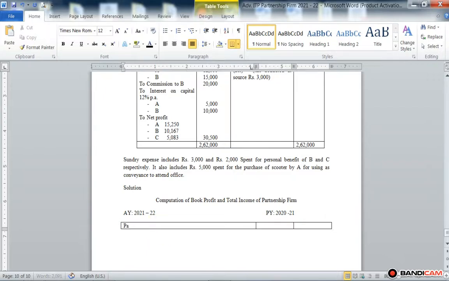Here, particulars, rupees. First of all, we take into consideration the net profit of the firm. So net profit as per the profit and loss account. Net profit is given in the profit and loss account, that is 30,500.